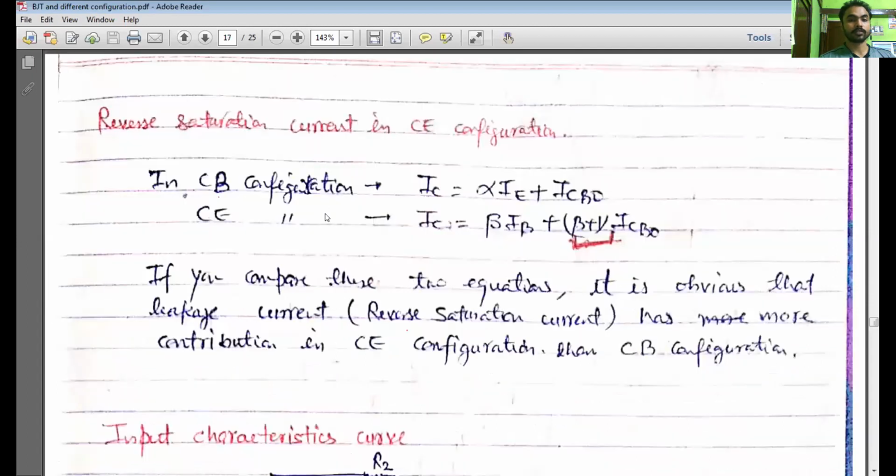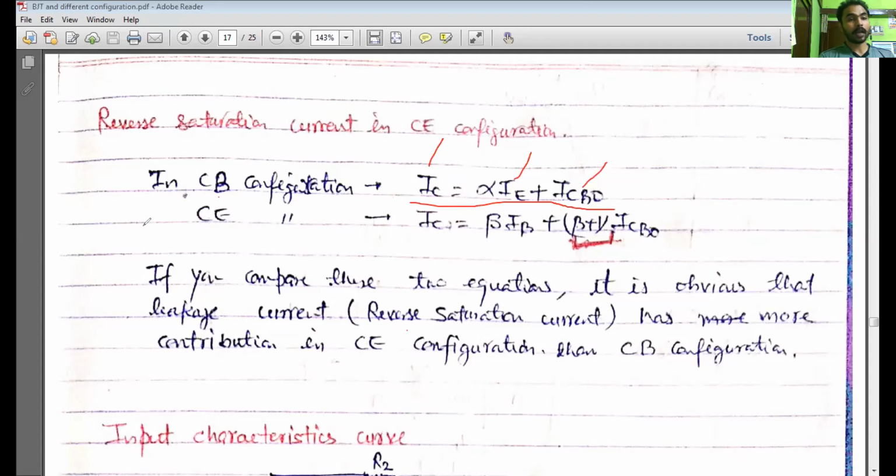Now the reverse saturation current. In the common base configuration, the equation was IC is equal to alpha IE plus ICBO. IC was the output current in the common base, the input current term was alpha IE, and the reverse saturation current was ICBO. The CB is for common base, and the O is because it's measured with the open circuit, in the reverse biased diode.